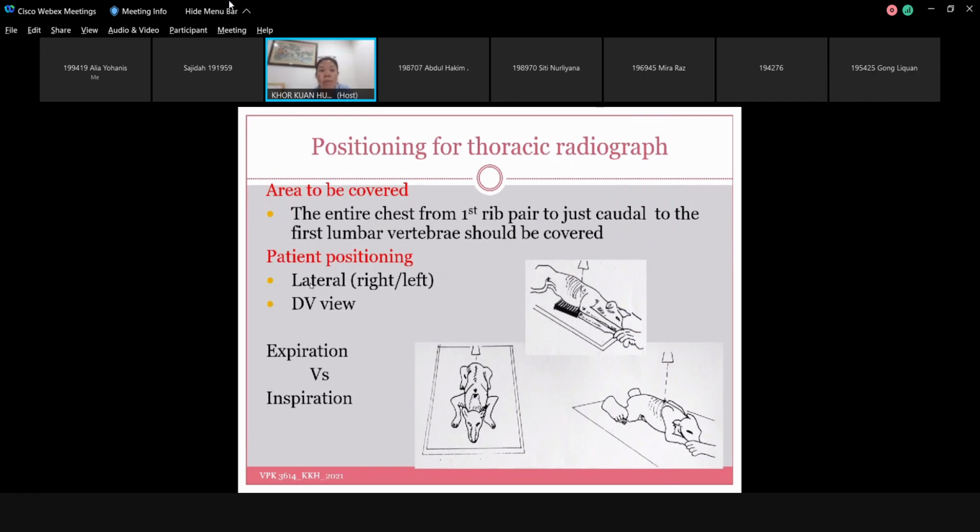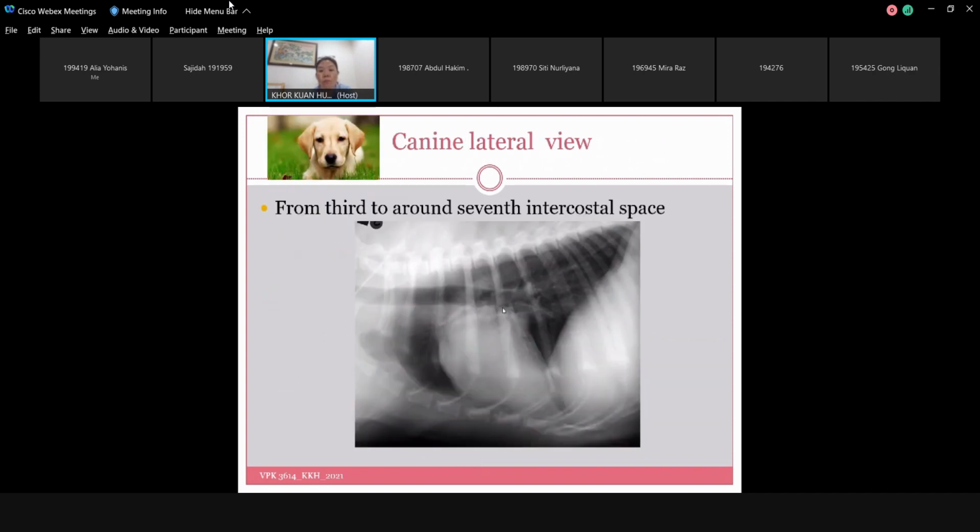Okay, positioning. Lateral, often right side is enough. If I need a little bit more, I'll do the left side, but right lateral recumbency and the review. So this is the lateral radiograph, isn't it? And you know, the heart position is going to be here, third to around 7th intercostal space. You can see the heart, you can see the vasculature. The major blood vessels are the aorta, cranial vena cava, caudal vena cava. You have your blood vessels, your arteries and the veins. You can see your lungs, all nice.